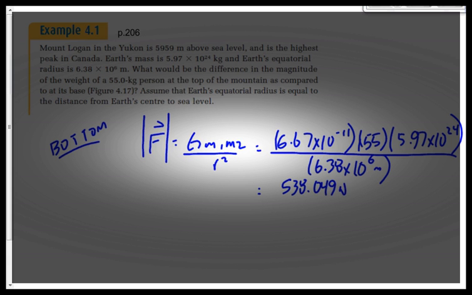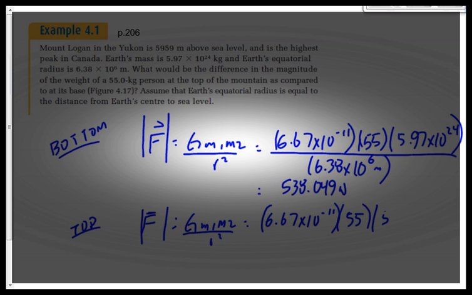Let's get the force at the top. What would you expect the force to be at the top? Your weight, more or less, or the same? More? At the top of the mountain? Okay, let's figure it out. It's almost the same question, right? Slightly different number on the bottom here, though. This time the radius isn't 6.38 times 10 to the 6. It's 6.38 times 10 to the 6 plus 5959, because our distance now is from the top of the mountain to the center of the Earth as opposed to from the bottom of the mountain to the center of the Earth. So let's figure this one out.